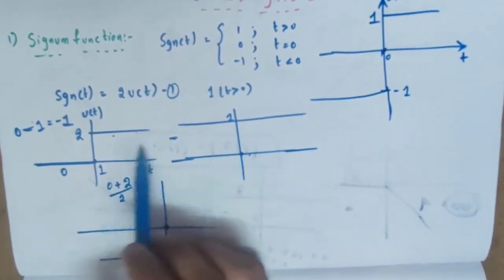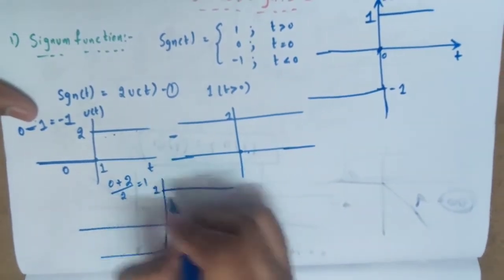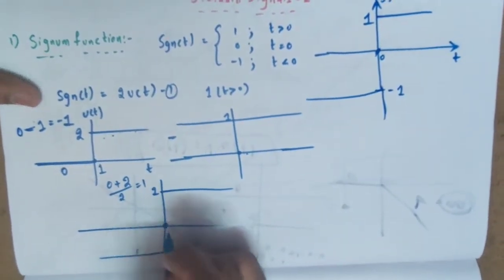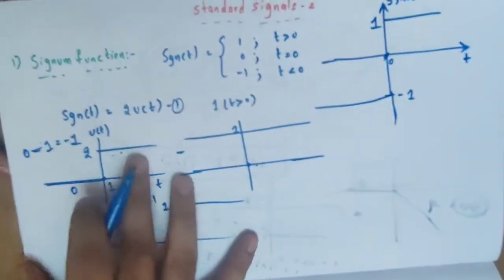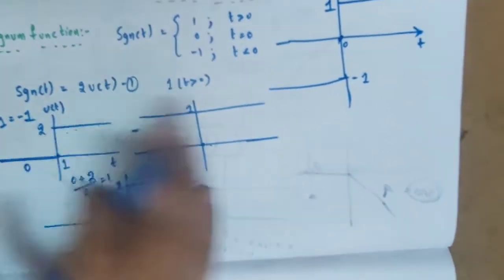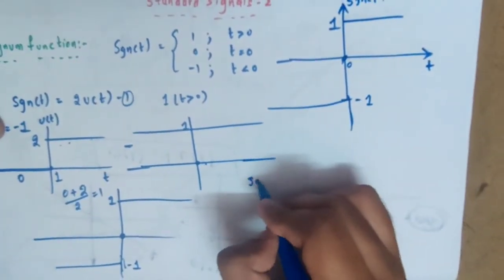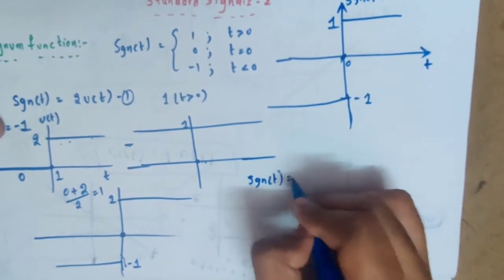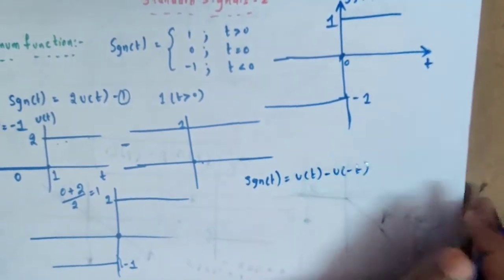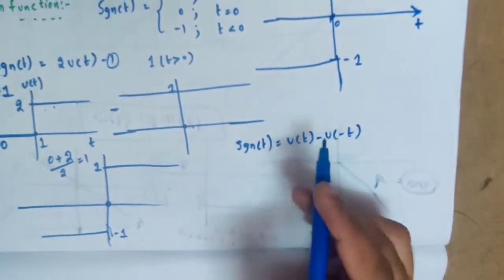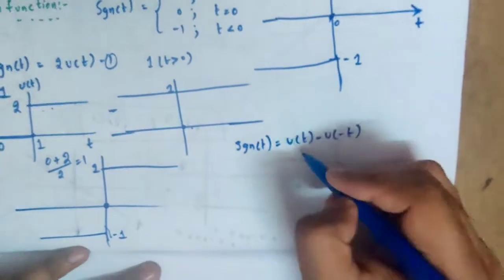This is 1 only. So 2 minus 1, what will that become? 1. So 1 minus 1, 0. So what is this? This is nothing but the signum of t. That is why I told you signum of t is equal to 2 into u of t minus 1. So you can also write signum of t as u of t minus u of minus t. If somebody is willing to know how this is possible, then again the same thing you have to do. Draw the graphs for these two.